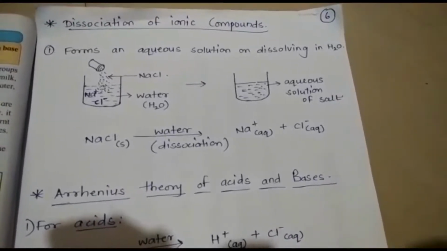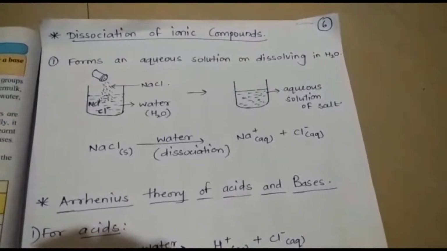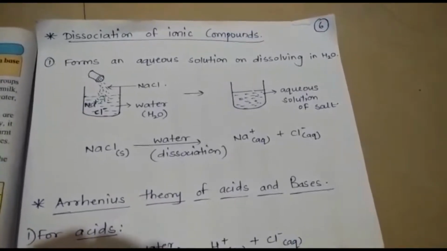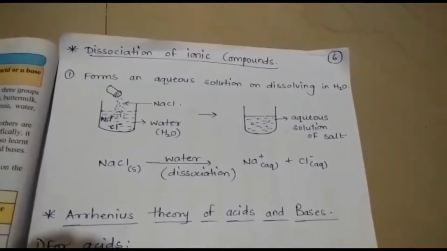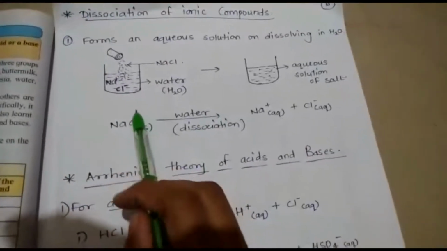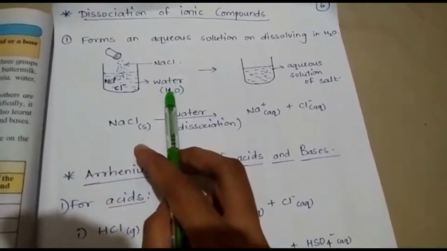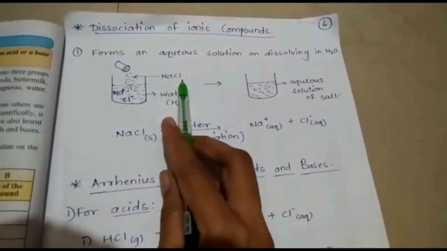What do you mean by dissociation? Dissociation means separation of ions. Okay, separation of a compound with respect to its ions. So, let us look at this example. I have taken a beaker containing water, and I added sodium chloride.